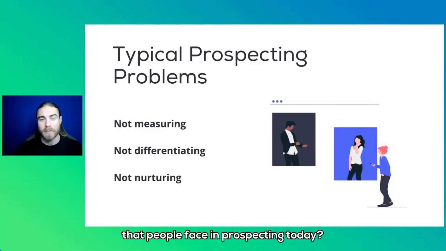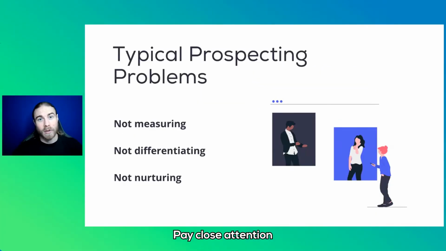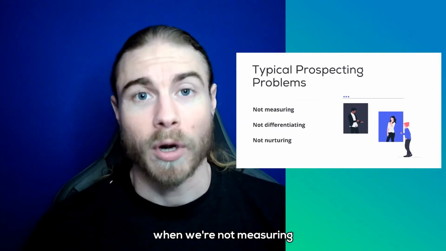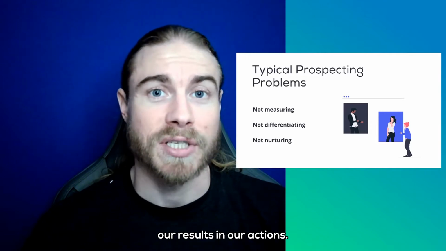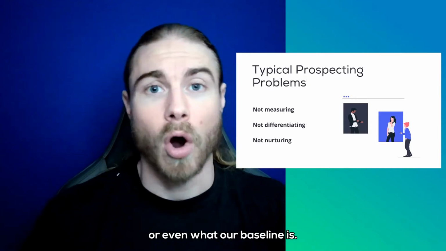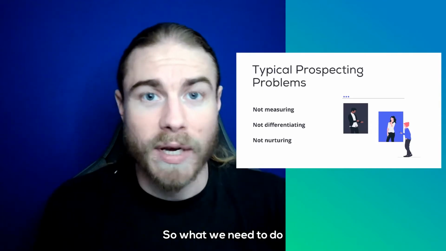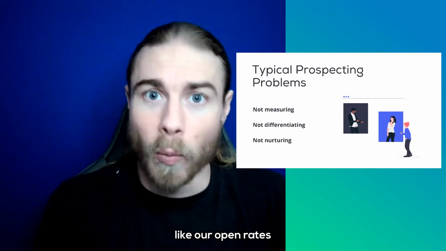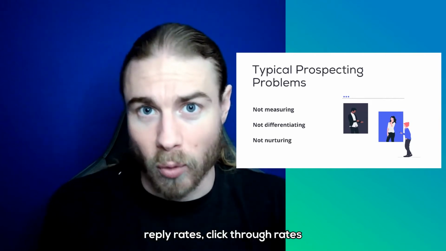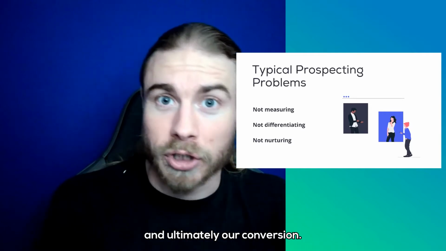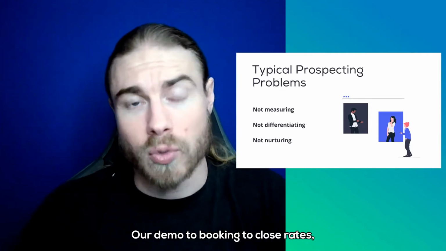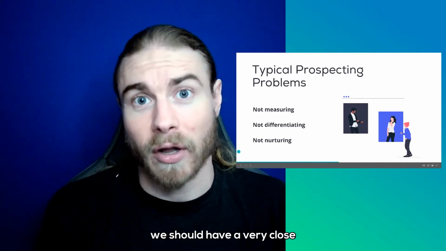What are some typical problems that people face in prospecting today? Pay close attention because maybe you're guilty of some of these yourself. First is not measuring. When we're not measuring our results and our actions, there's no way to know if we're improving or even what our baseline is. So what we need to do is measure things like our open rates, reply rates, click-through rates, and ultimately our conversion, our demo to booking to close rates. All of these are metrics we should have a very close relationship with.